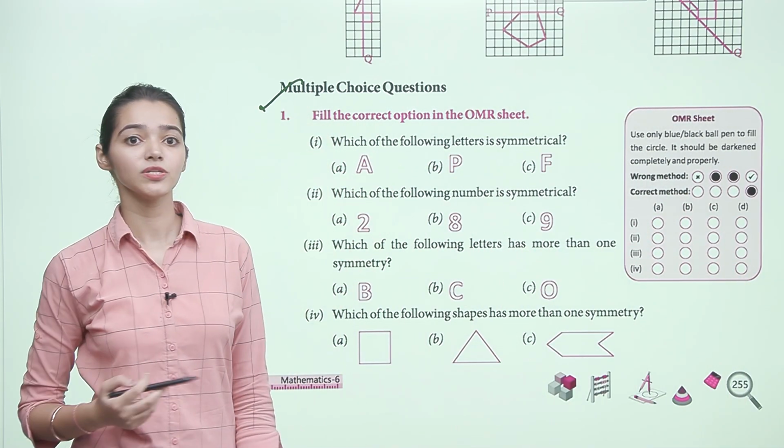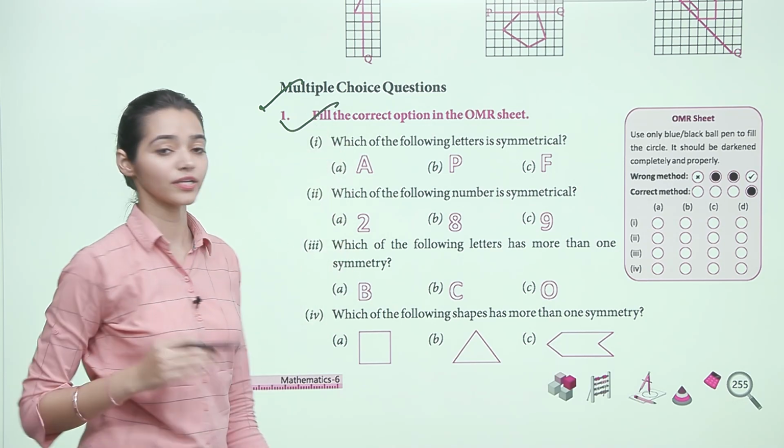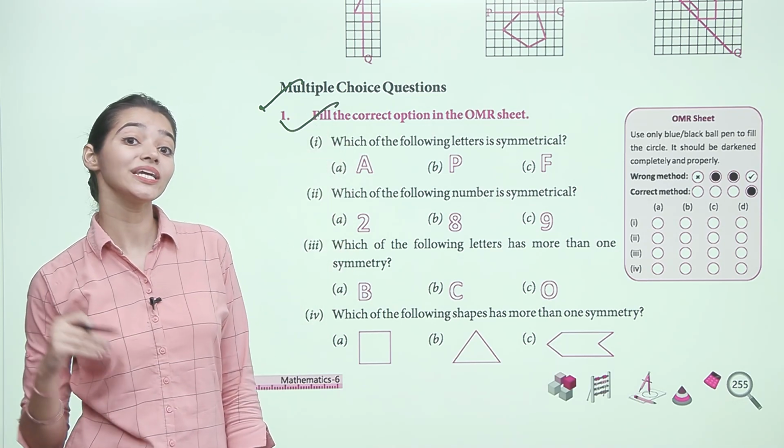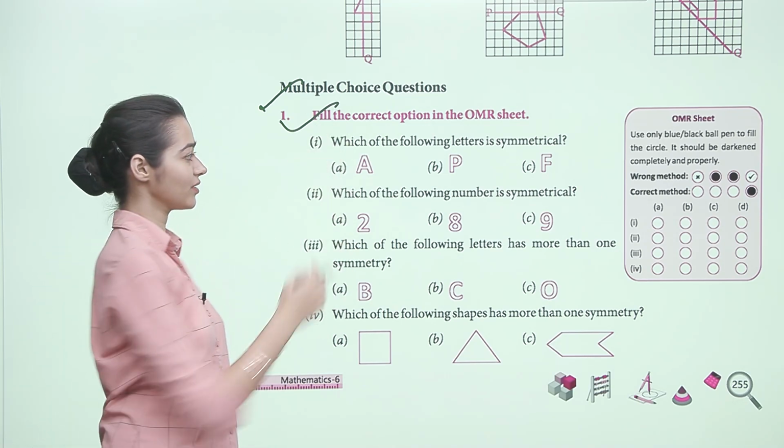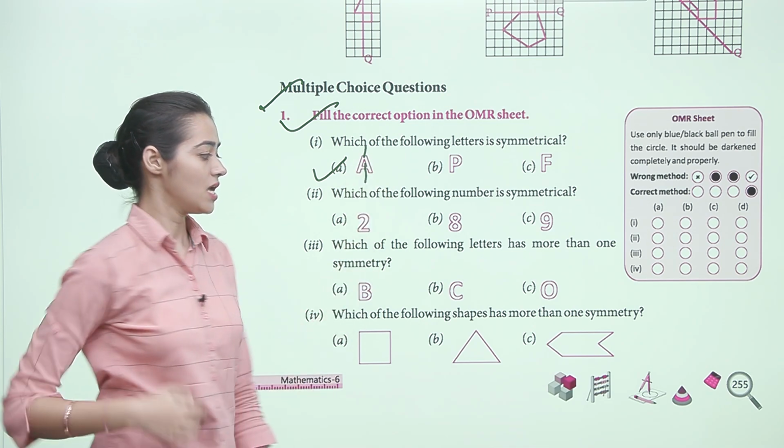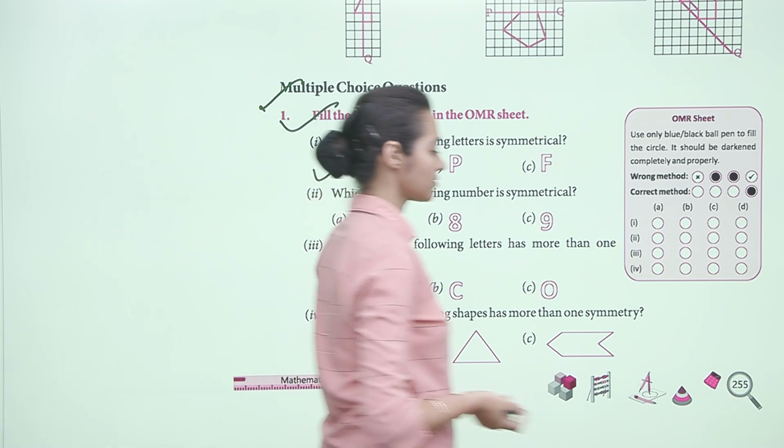Now let's start with the multiple choice questions. We have to fill the correct option in the OMR sheet. Which of the following letters is symmetrical? Very good. A is our symmetrical letter. That's how you can complete the remaining ones.